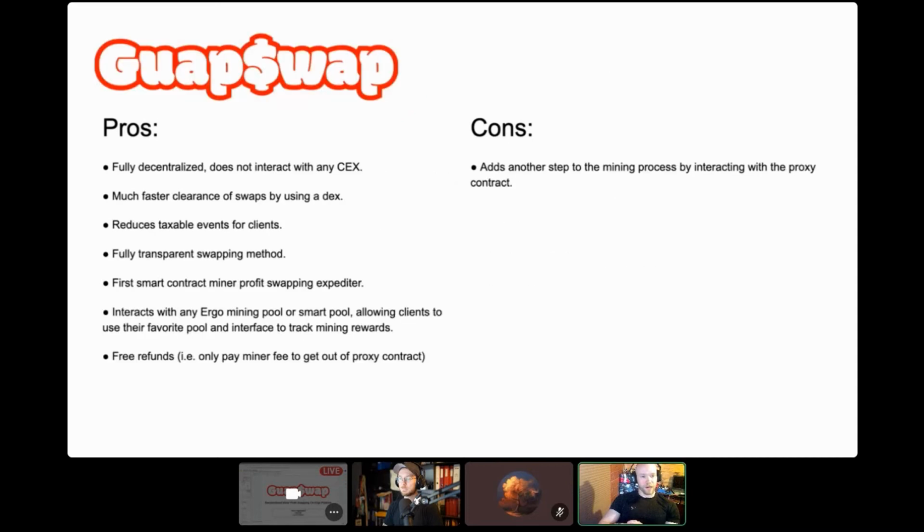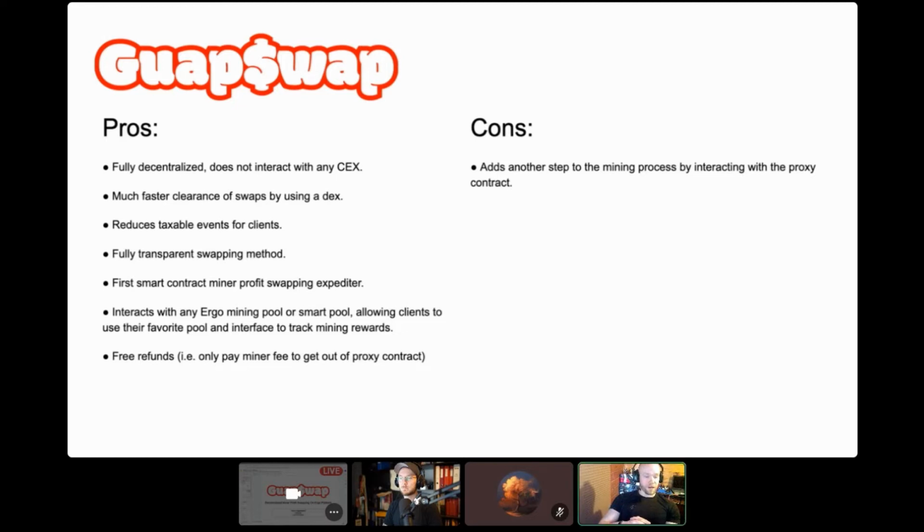When we're looking at GuapSwap, we're fully decentralized. We don't use any centralized exchange. We're using ErgoDex to do our swaps. There's a lot faster clearance on swaps because of the fact that we're using a DEX. We still reduce the taxable events, obviously, because that's what we're about. Fully transparent on our swapping method. You can read it on Ergo Explorer, see exactly what's going on.